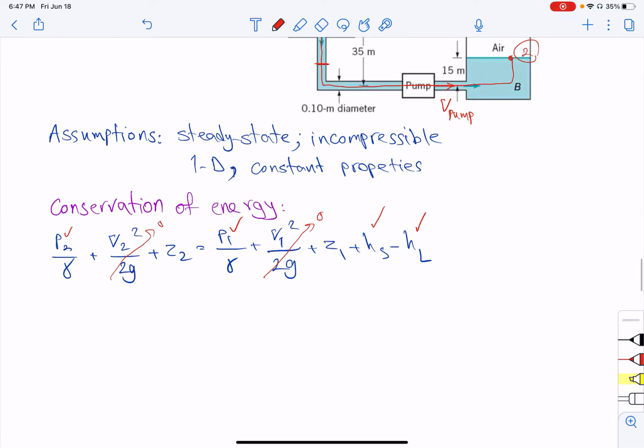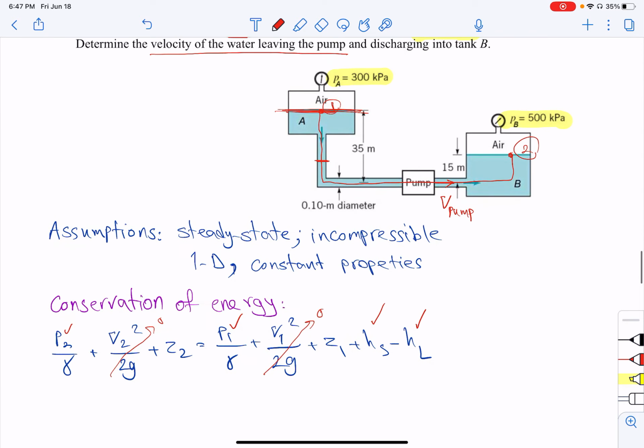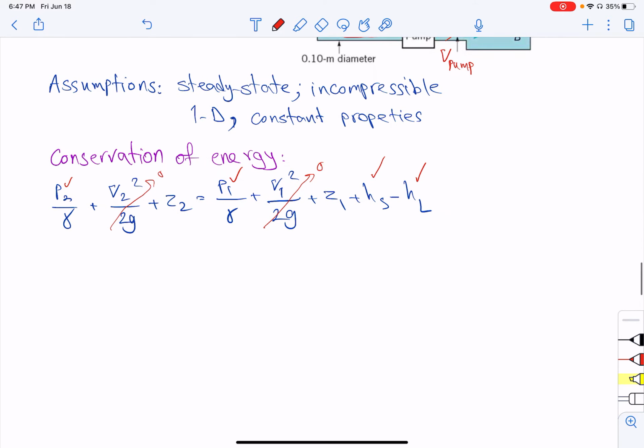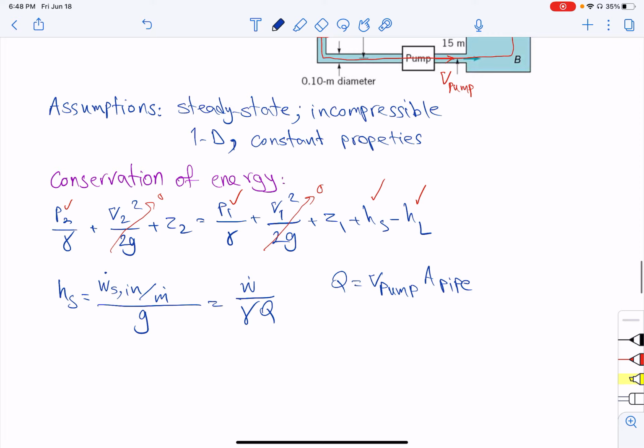Now, oh, do we have HS? Yes, we have the kilowatt, the energy. Okay. Now, we also know that the formula for HS is the work into the system divided by m dot g, which we can also write as W dot over gamma Q, right? And Q is V pump times the area of the pipe, right?